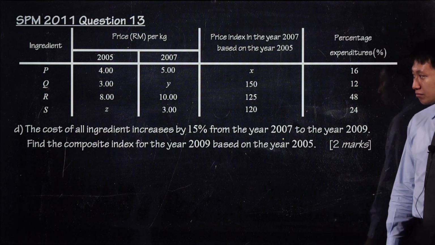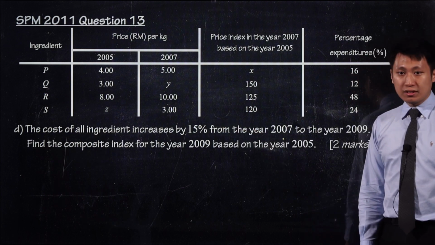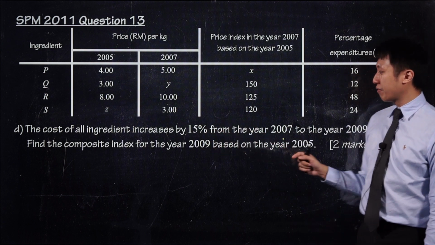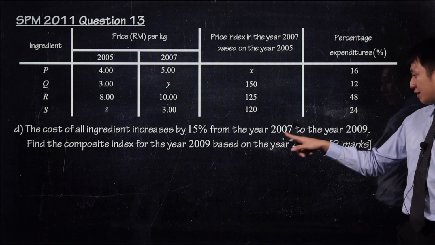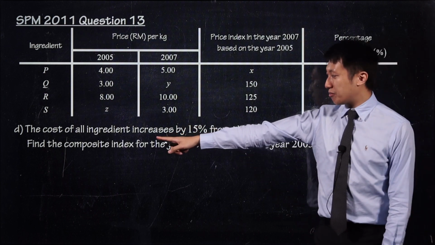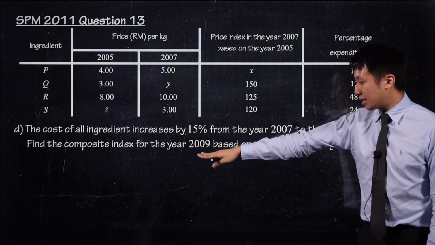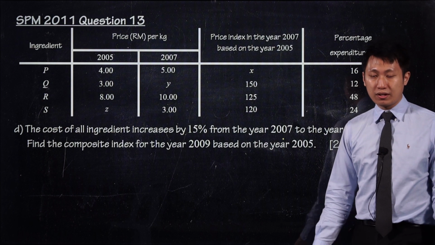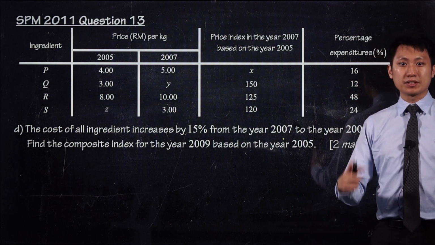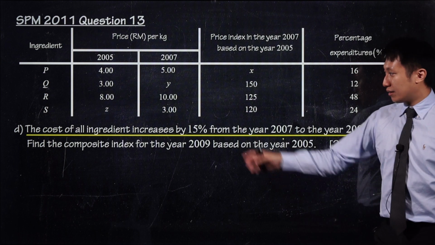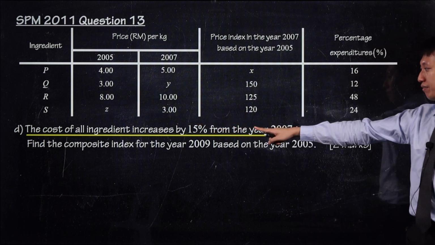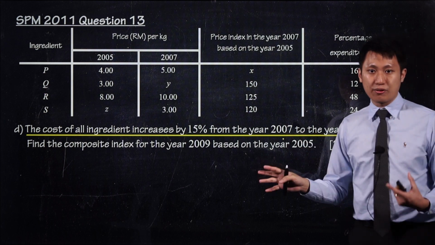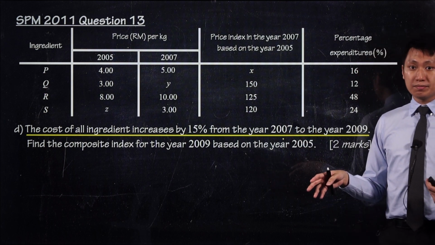Okay, great. The cost of all ingredients increased by 15% from the year 2007 to 2009. Find the composite index for the year 2009 based on the year 2005. This is also one of the difficult questions that I talked about in the first part. So let's see. The cost of ingredients increased by 15% from 2007 to 2009. How can you convert this into an equation? Can you think about it?